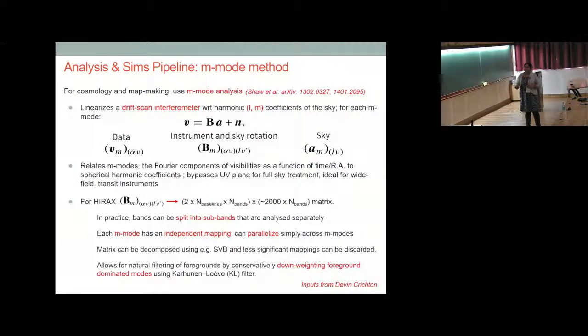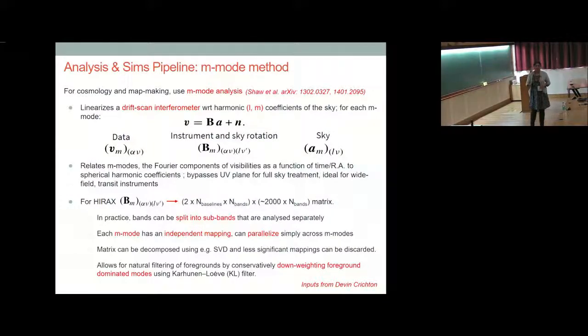And for HIRAX, this B matrix can be quite big because it depends on the number of baselines, the number of bands, and so on. But you can split it into subbands, and you can analyze them separately. And also the M modes, you can parallelize and put them running in different nodes on your cluster.